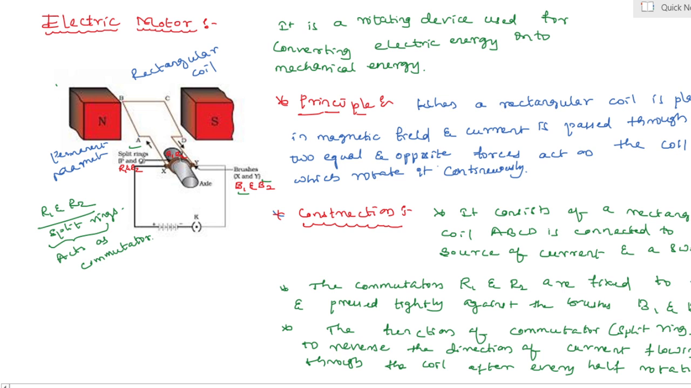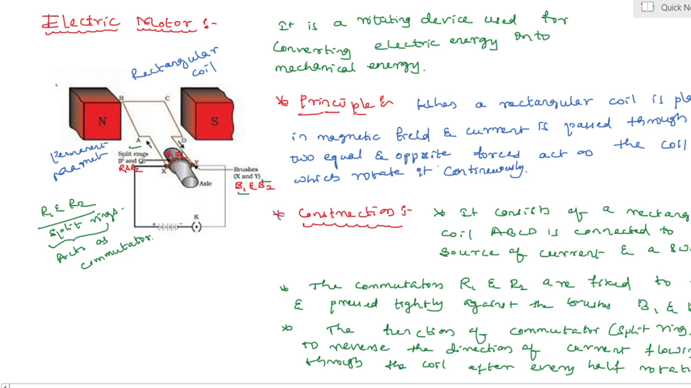Yes, my dear students, what happened here? A rectangular coil ABCD in a horizontal position. Current flows through brush B1 and back to the battery through brush B2, via R2. No force acts on arms BC and AD as they are parallel to the magnetic field.